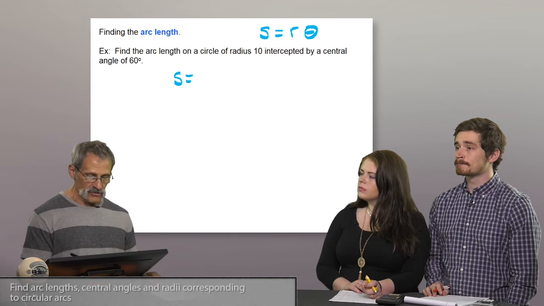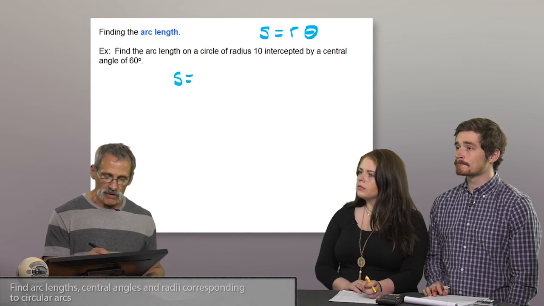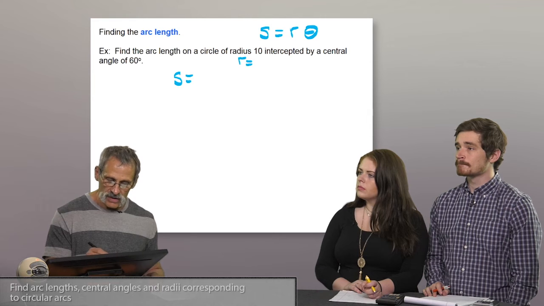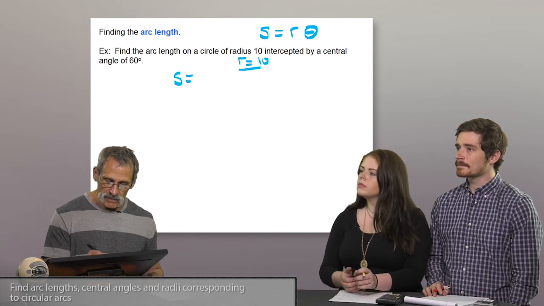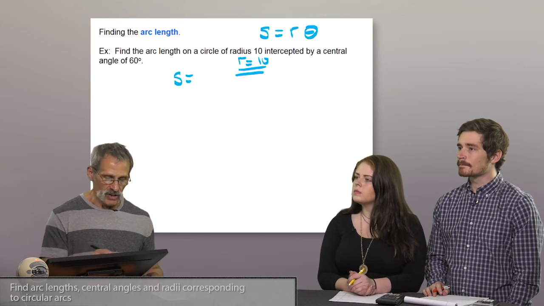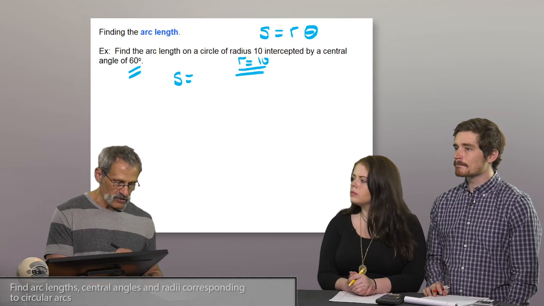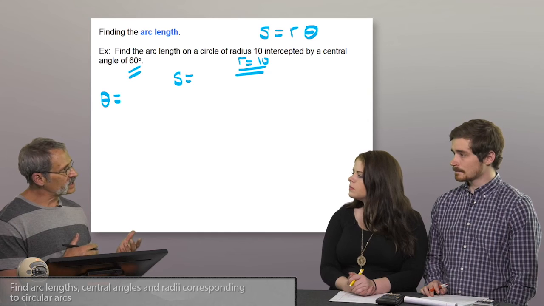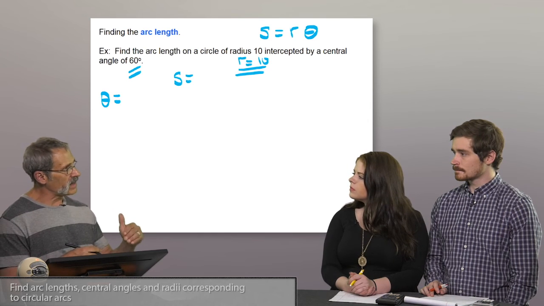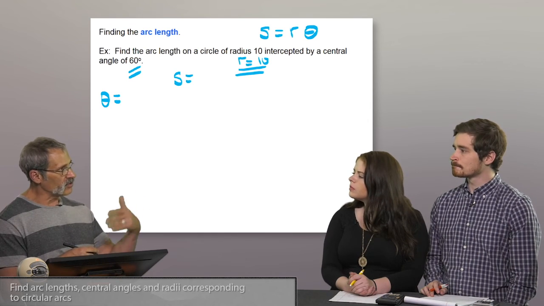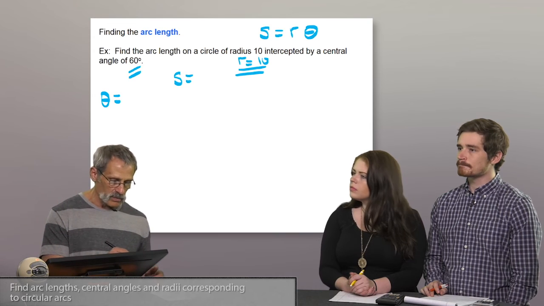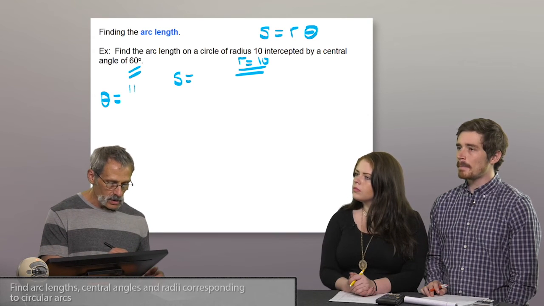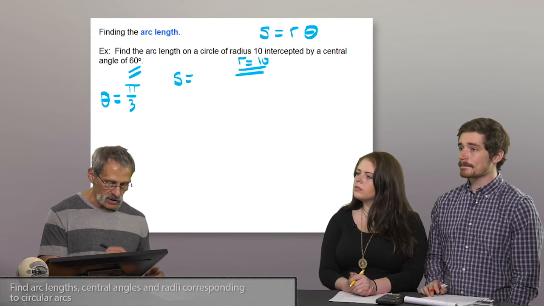As far as the radius is concerned, my radius is 10. And my central angle is 60 degrees, but again it has to be in radians. 60 over 180, that's 1/3 of it. 180 is the pi. 60 degrees is what radian measure? Pi over 3, very good.